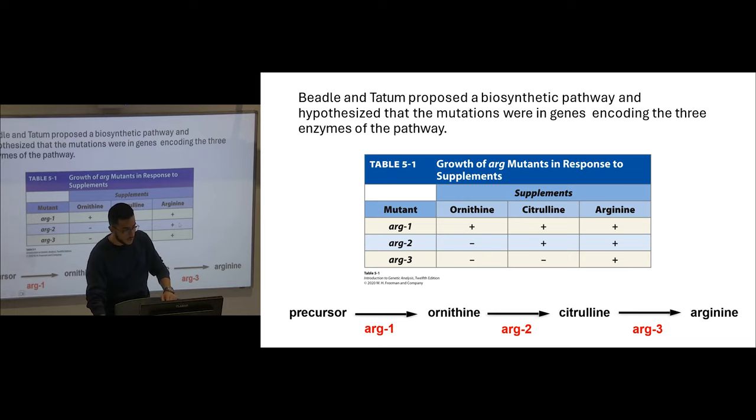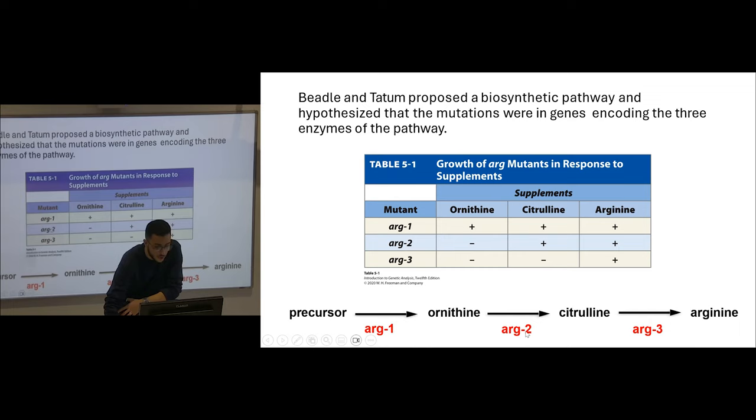So if we look at this here, the biosynthetic pathway starts with a precursor that is converted to ornithine by ARG1. And why do we know that ARG1 is the first one? It's because if you mutate it, you don't produce ornithine, you don't produce citrulline, and you don't produce arginine, because you don't convert the precursor to ornithine. And so that's why it needs a supplementation in all of them.